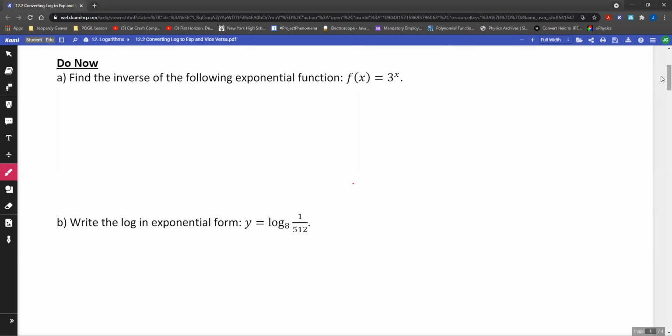So here, the first part of the do now, they want us to find the inverse of the following function. Remember, the main idea about the inverse is that we're flipping what we consider x and y. So I guess in the case here, it would essentially be written like this. But we don't keep it like that. So our inverse is one where we're going to move the 3 over here, get log base 3x, and this will be equal to our inverse function.